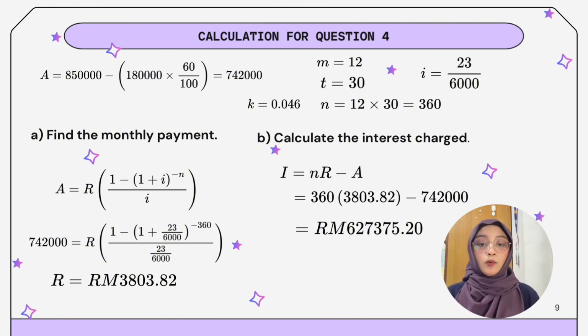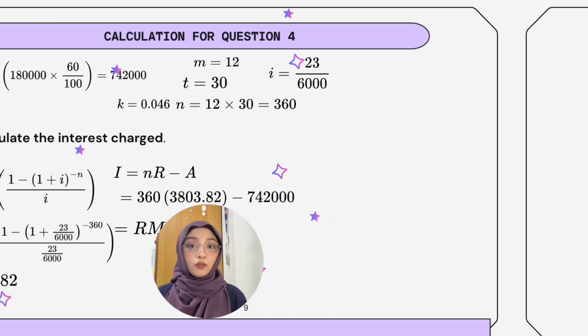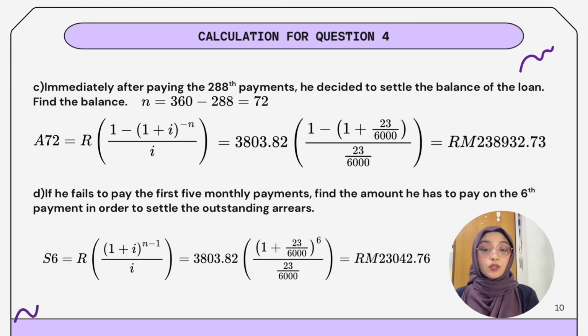For part B, we calculate the total interest Amir pays over the whole loan period by using I equal to N times R minus A. We take his monthly payment, 3,803.82, and multiply it by 360 months. Then minus it with the amount he needs to loan, which is 702,000. After doing that, the total interest charge comes out to 627,375.20.